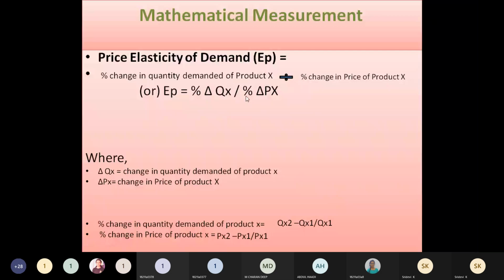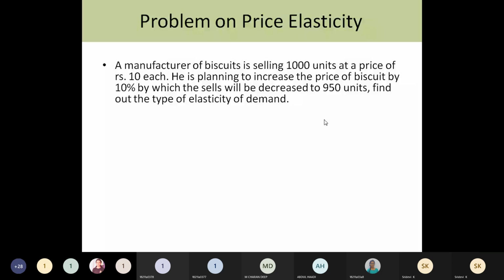So let us derive first. QX1 is equal to, that means before the change in price, the sales are 1000 units. So take it as QX1. At 1000 units, the price is how much? That you take as P1, that is equal to 10 rupees. And the price is increasing, so at that, 950 units are sold. So this 950 units you take as Q2. And P2 is equal to, you add 10% to the previous price: 10 rupees plus 10% of 10 rupees, that means 10 into 10%, you add to this 10 rupees. You will get how much? 11 rupees.